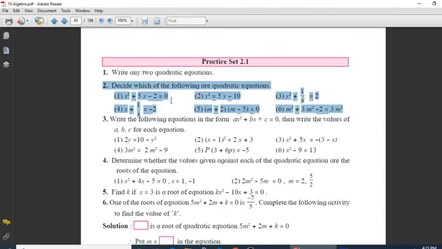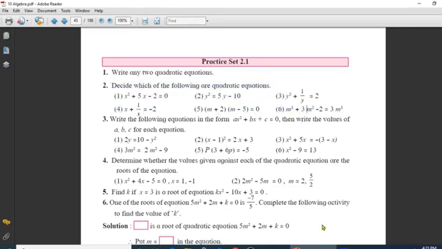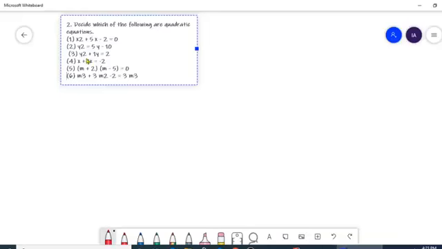So this is your question number 2. Decide which of the following are quadratic equation. Here we have 6 questions. I have already taken all 6 questions on my sheet. We will discuss one by one which of them are quadratic and which of them are non-quadratic.